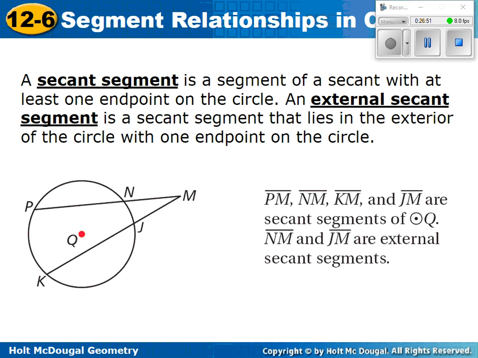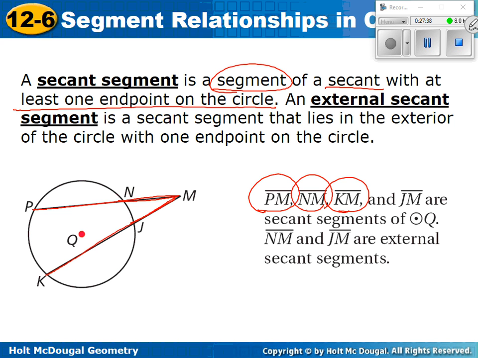We need to know what is a secant segment and what is an external secant segment, and they're going to ask you on the homework to identify these things, so this is important. We already know a secant is a line with arrows that goes through the circle and touches twice. A secant segment is a part of the secant with at least one endpoint on the circle. So that would mean that PM would be a part of the secant. NM would be a part of the secant. Looking at the other one, KM would be a part of the secant. JM would be a part of the secant.